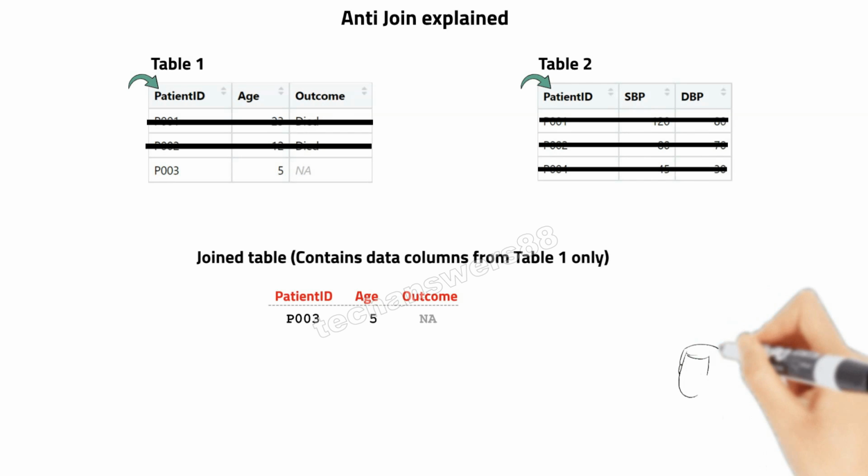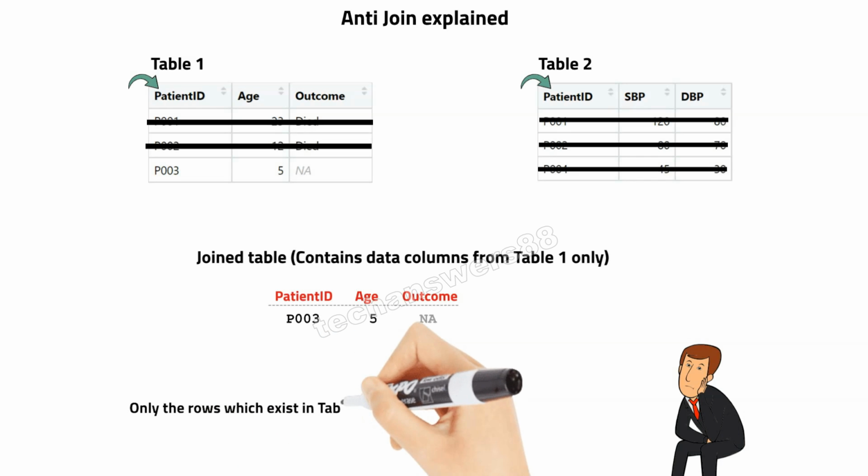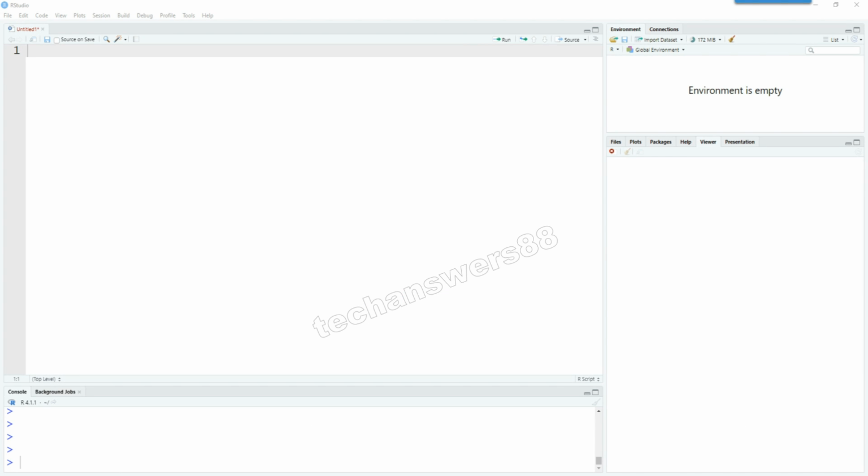So what is our conclusion based on this? We can say that all the matching rows are removed and only the rows which exist in table 1, or the first table, are kept in the anti-join. Let's have a practical example of this using dplyr.